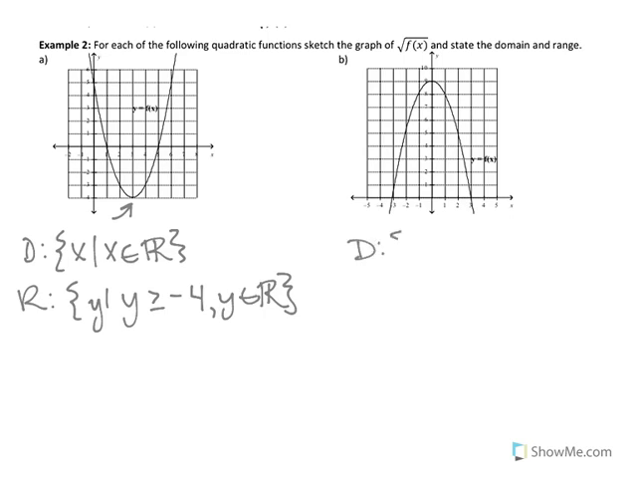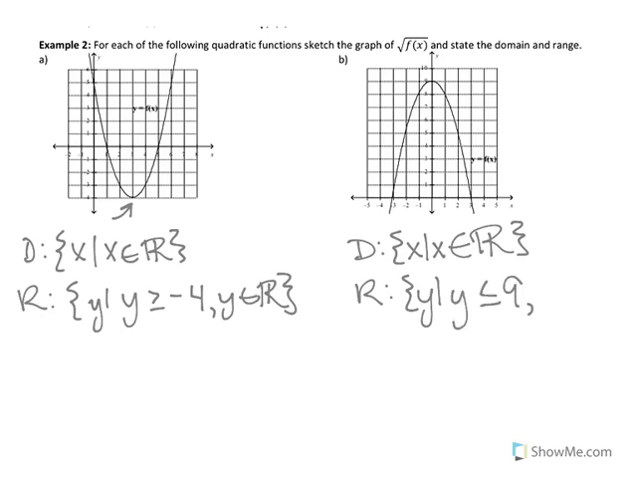On this one, domain is also going to be element of the real numbers. It generally is for parabolas like this. And our range is going to be y is less than or equal to 9, because that is our maximum point, local maximum.